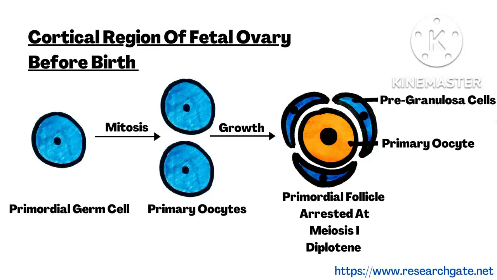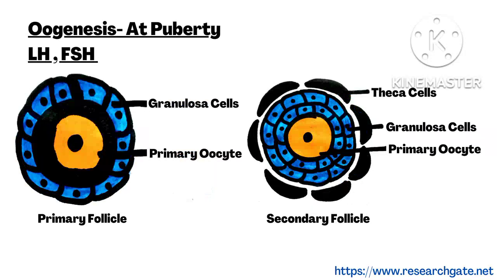These primary oocytes are surrounded by the pregranulosa cells, which leads to the formation of the primordial follicle. Then the primordial follicle transforms into primary follicle when the primary oocyte gets surrounded by the granulosa cells, and the process of meiosis 1 starts, but it gets arrested at the meiosis 1 prophase 1 diplotene stage. By this time, the 9 months of gestation period gets over and parturition occurs.